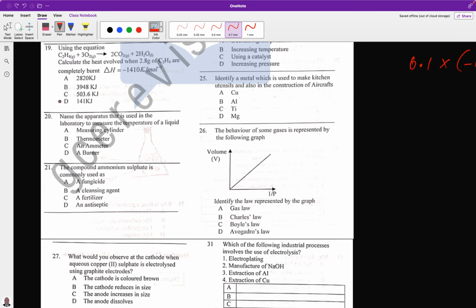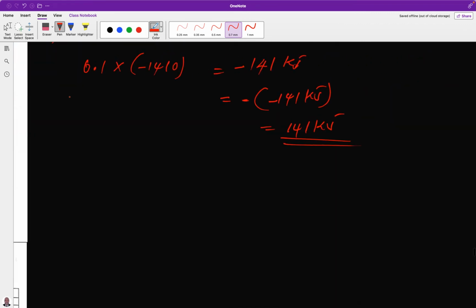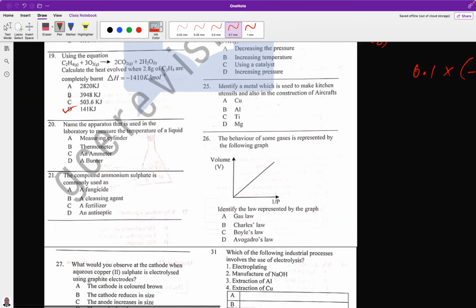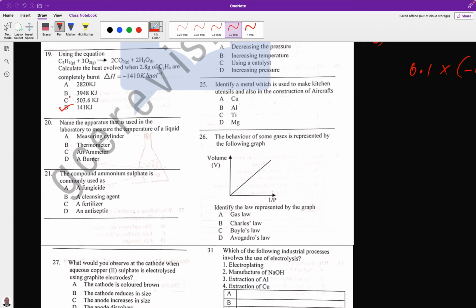I say question number 19, D is the right answer. Okay, question number 20. Name the apparatus that is used there. I say it's a thermometer. That is B.